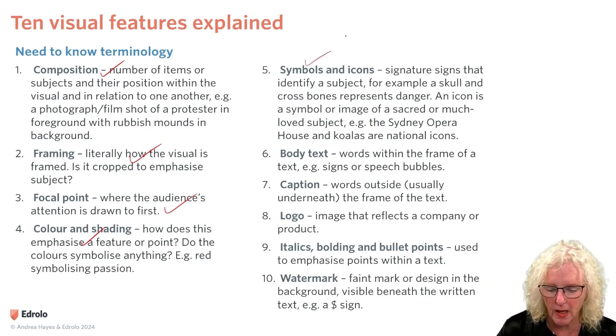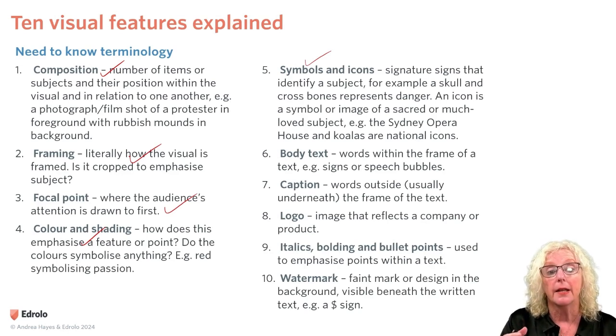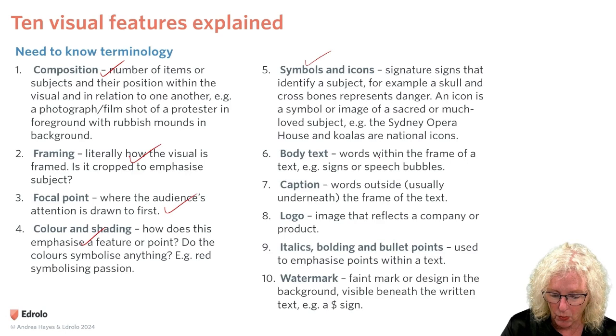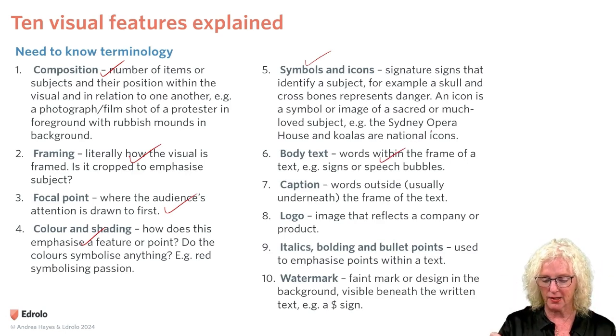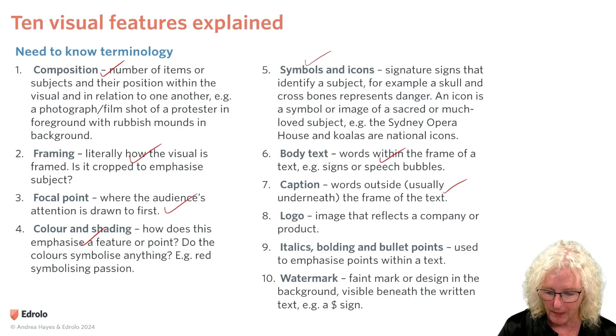Number 5, symbols and icons. Signature signs that identify a subject. So we've got skull and crossbones, which represents danger. An icon is a symbol or image of a sacred, much-loved subject, like the Sydney Opera House, which we had on our hook slide, and a koala, both national icons. Body text is the words within the frame of the text, signs or speech bubbles. Captions are the words outside, usually underneath the frame of the text. A logo is an image that reflects a company or a product.